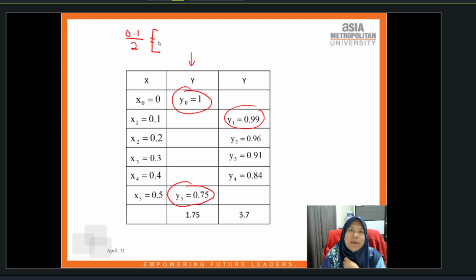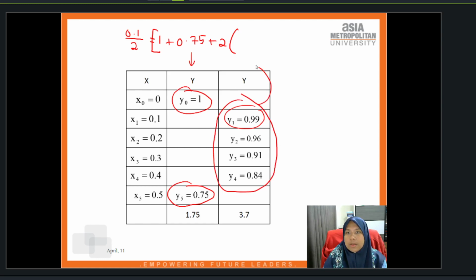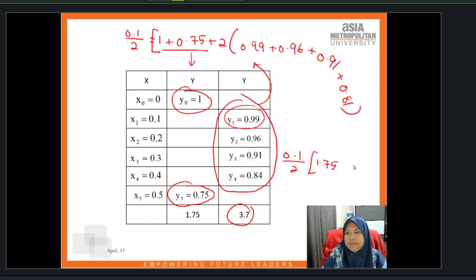So h over 2, which is 0.1 over 2, multiplied by, remember, the first one and the last one, y: 1 plus 0.75. Other than that is times 2. Then you substitute here: 0.99 plus 0.96 plus 0.91 plus 0.81. We just simplify 1 over 2, which is 1.75.